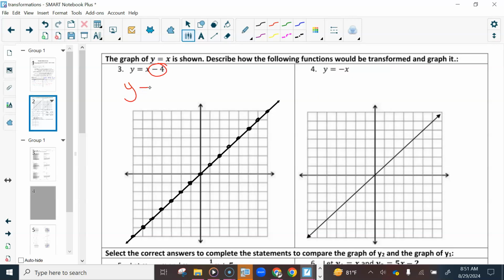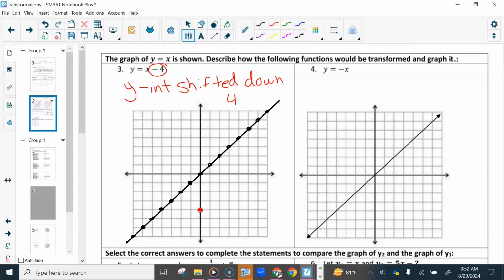Mm-hmm. So we would say either it translated or it shifted down, because you also need a direction, especially for the y-intercept. So if the y-intercept shifted down 4 from where it originally is, go down 4, and that's where the new y-intercept is going to be.